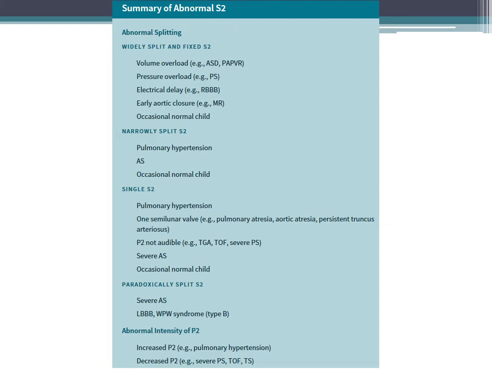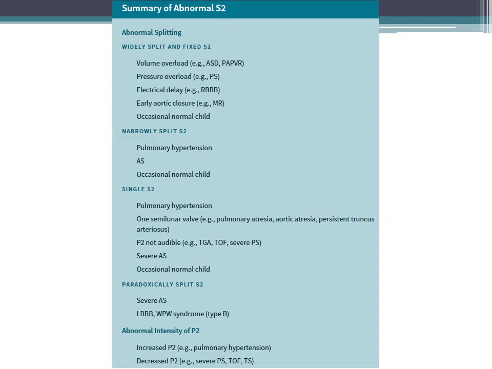A paradoxically split S2 is found when the aortic closure follows the pulmonary closure, and therefore is seen when the LV ejection is greatly delayed, like severe aortic stenosis, left bundle branch block, sometimes Wolff-Parkinson-White pre-excitation.